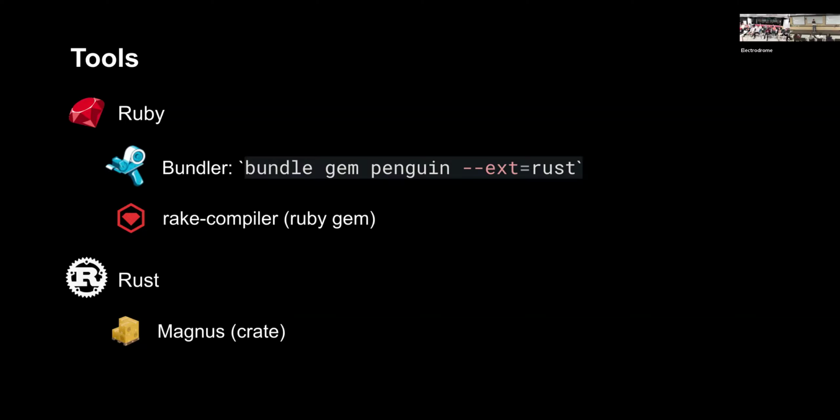And then on the Rust side, the Magnus crate. And so if you're not familiar with crates, they're the equivalent of gems in the Rust ecosystem. But so the Rust crate makes it really easy to have that Ruby Rust interop layer. It does all the conversions of like Rust types. So you've got like a Rust string. It'll convert that to a Ruby string for you. There are like some performance concerns with that, but it makes it really easy to get up and running.